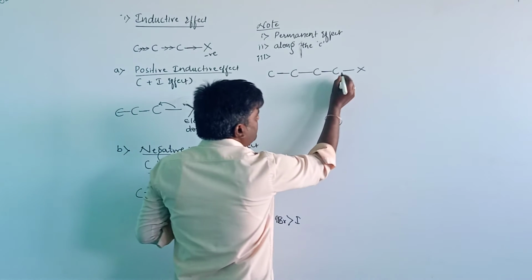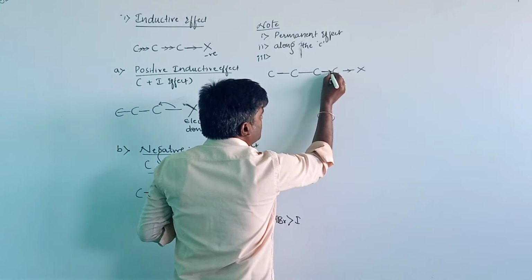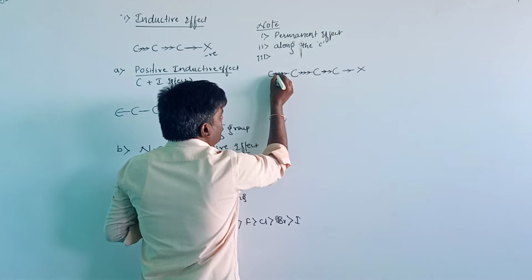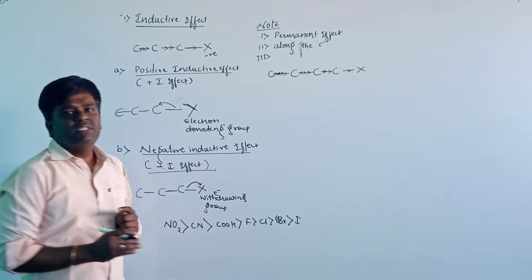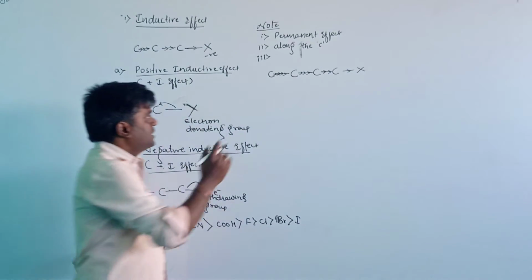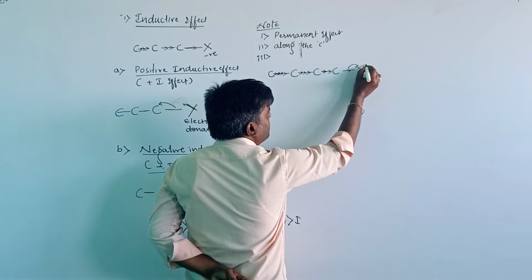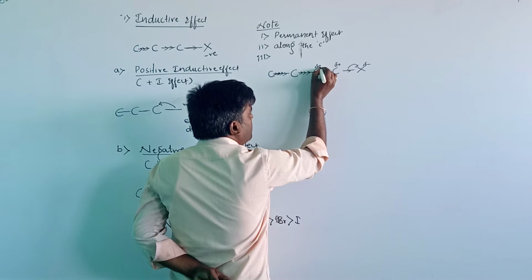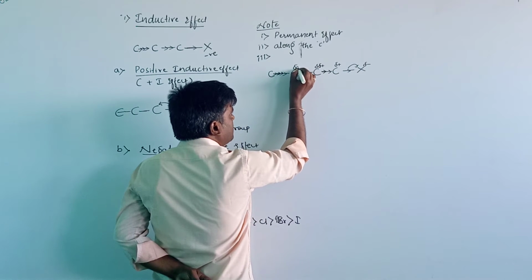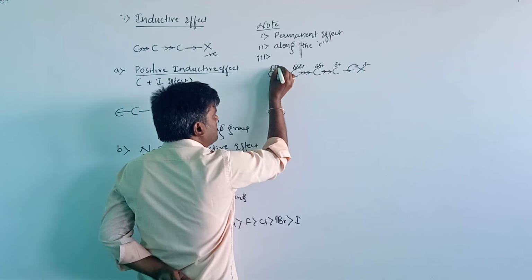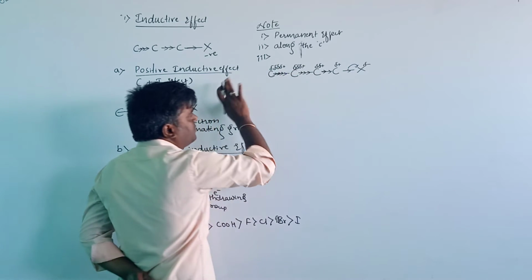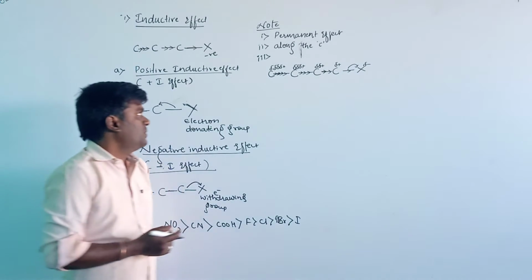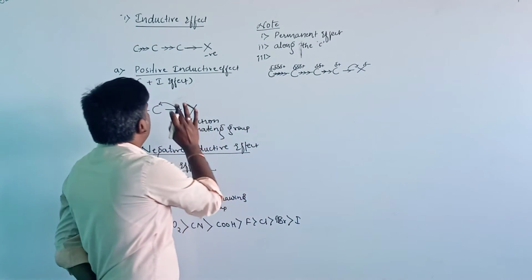Consider here carbons 1, 2, 3, 4. Beyond the fourth carbon atom, we cannot see any inductive effect. Consider that this one is the more electronegative, so it will get the partial negative charge, and the next will get the partial positive charge, then a double partial positive charge, and it will get the fourth one. Beyond the fourth carbon atom, there is no inductive effect. This is the note for the inductive effect.